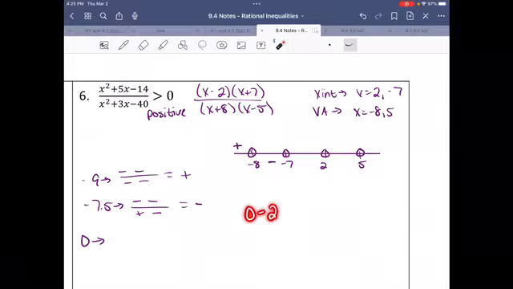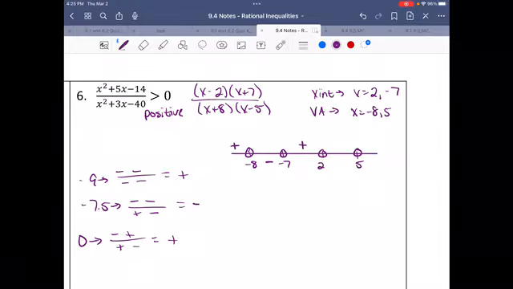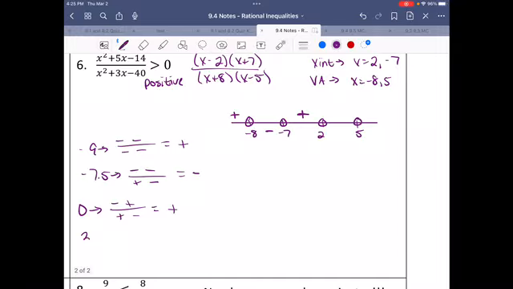In between, so 0 would be a good one there. 0 minus 2, negative. 0 plus 7, positive. 0 plus 8, positive. 0 minus 5, negative. So an even number of negatives, we're positive. Jeez Louise, listen to me.